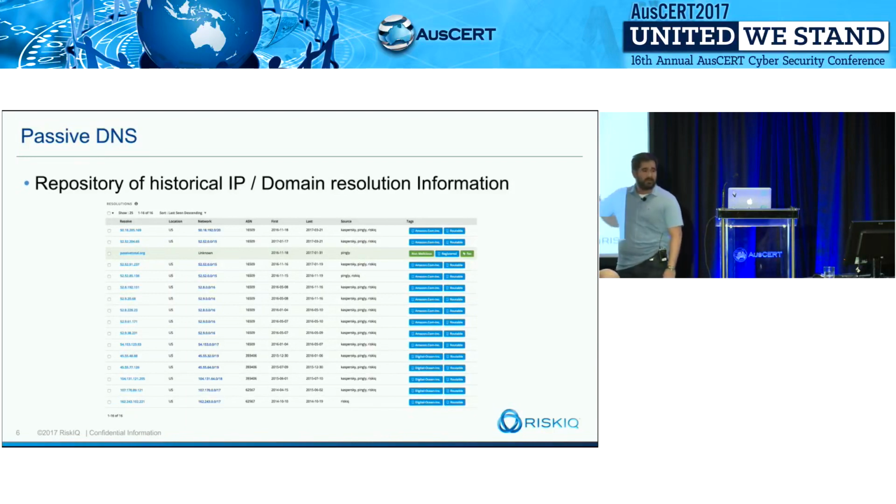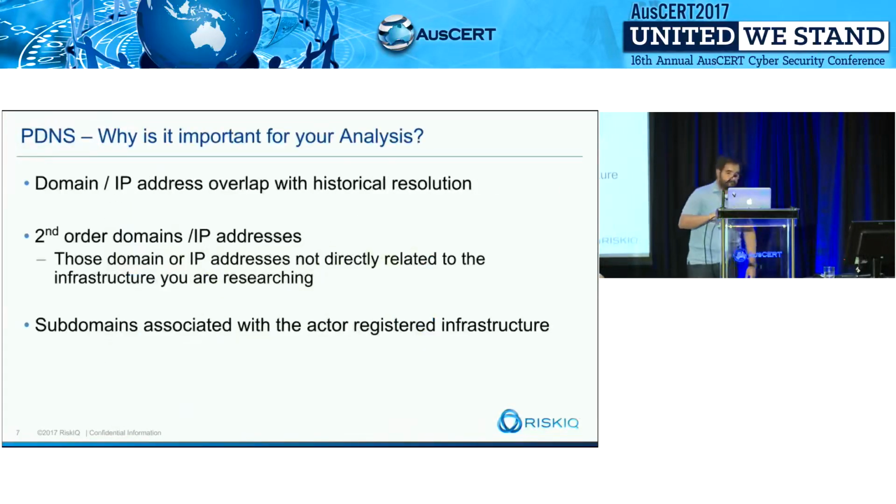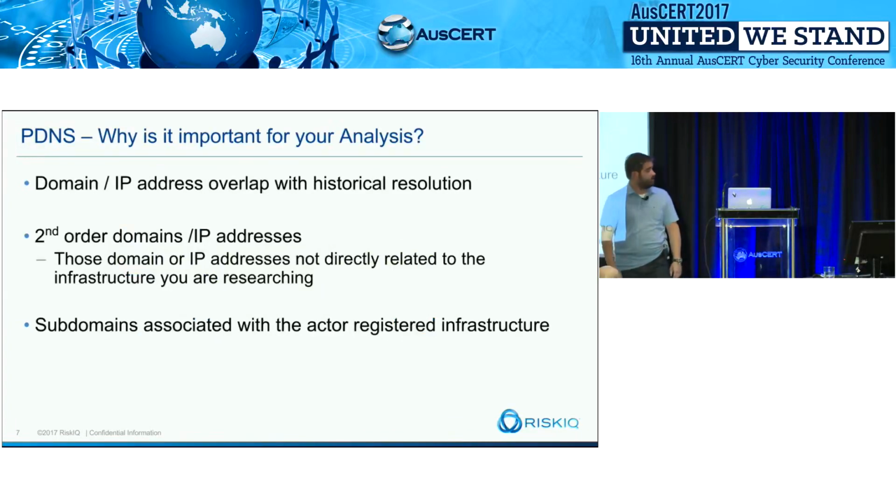So where did this domain previously resolve, or what IP address did this domain resolve to, and what other domains may have resolved to it? So it's this one-to-many approach. Why would we want to use passive DNS in our investigations?